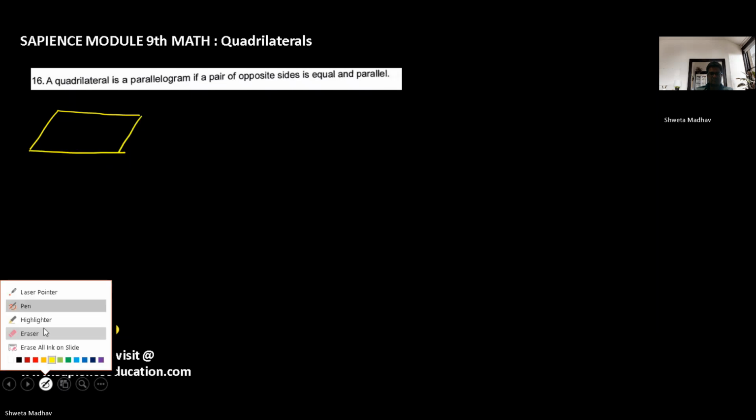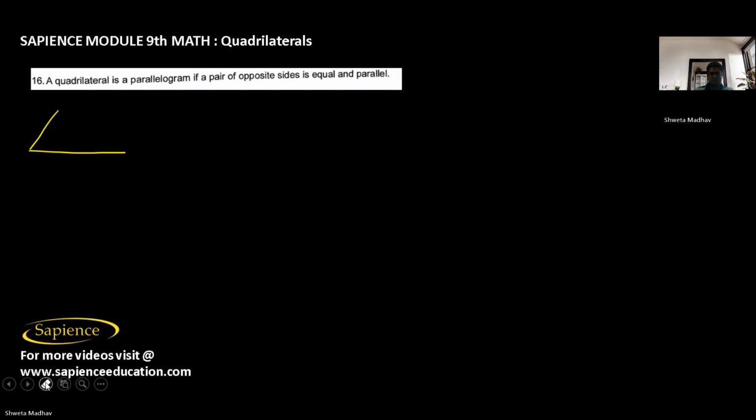During this, we are told that a quadrilateral is a parallelogram if a pair of opposite sides is equal and parallel. So we have to prove this. We draw a quadrilateral. So let's say this is ABCD. ABCD is a quadrilateral in which a pair of opposite sides is equal and parallel.